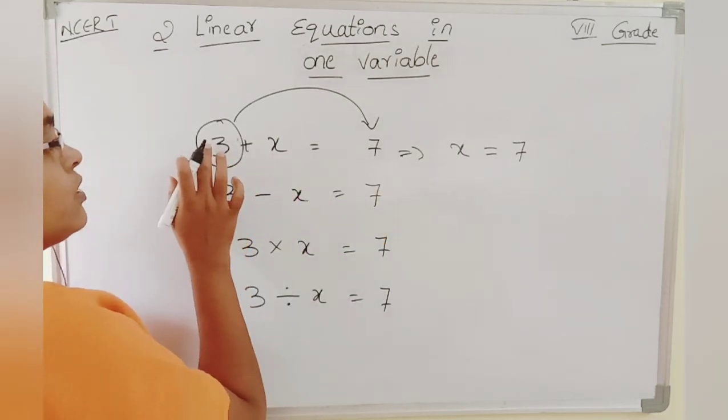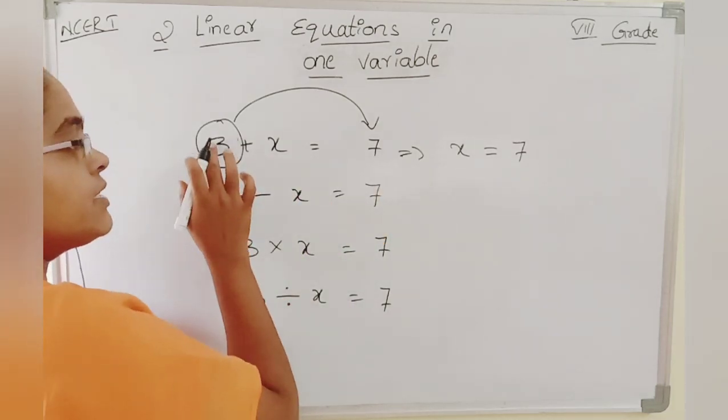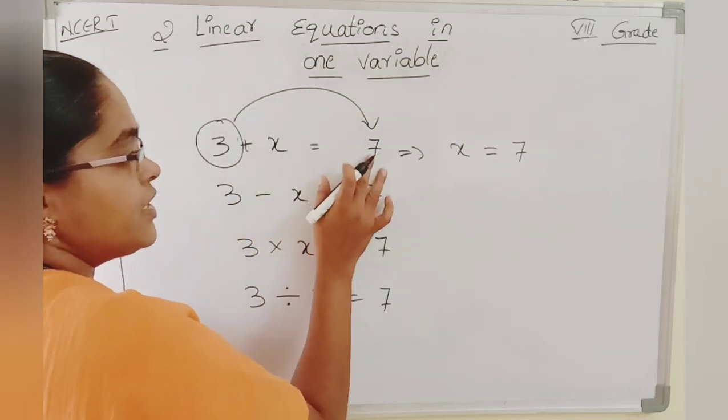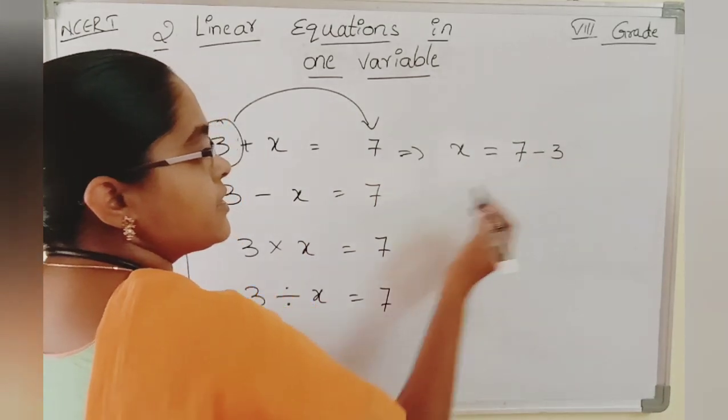So here, before 3, no symbol is there. That means it is plus 3. Whenever we are sending a positive number to the RHS, it becomes minus.